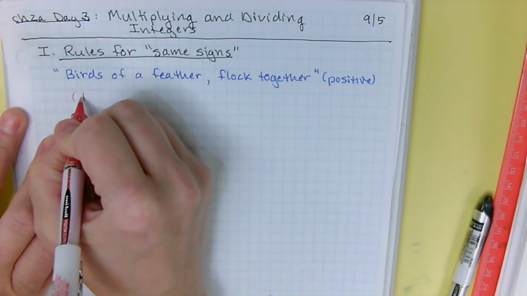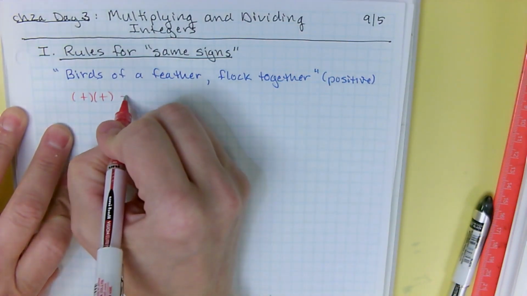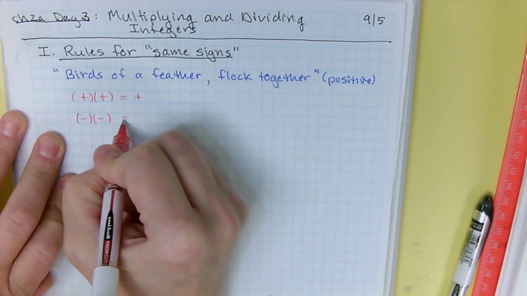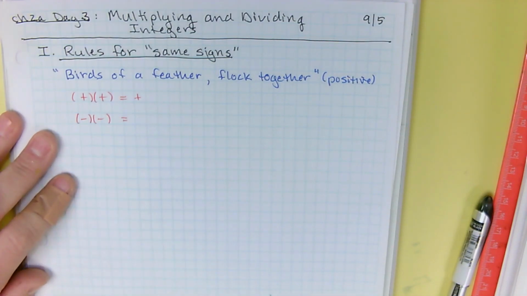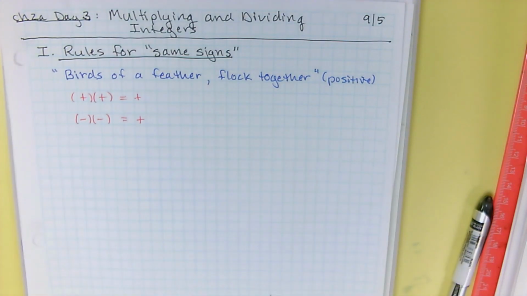All right, so a positive times a positive. They're both the same. They're birds of a feather. That's a positive. A negative times a negative, again, birds of a feather, they're the same sign, is also a positive.